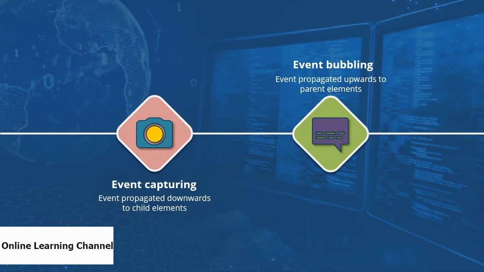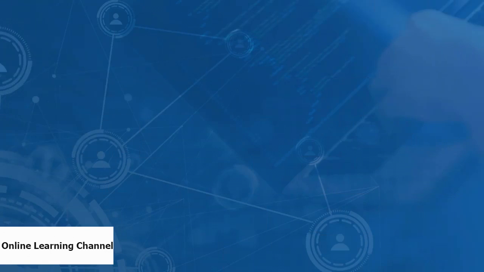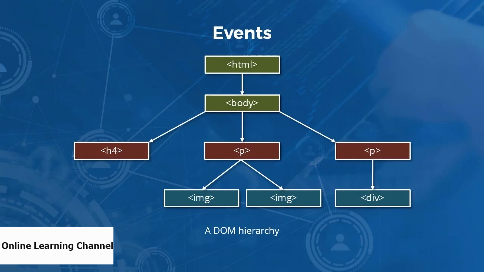Event bubbling is when an event is propagated upwards through the DOM hierarchy. There is the original element on which the event was triggered, and once that element has had a chance to react to that event, it is then propagated upwards to all of the parent elements for that particular event. Now, a DOM hierarchy, where DOM stands for Document Object Model, is, as you know, a top down hierarchy of HTML elements that make up your page.